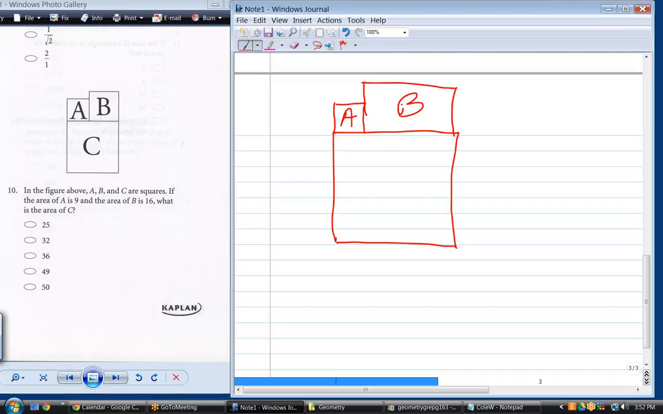I think if you square root the area of both A and B, you get the length of one of the sides of A and B, and you combine those two. What's the square root of A and the square root of B? 3 and 4. So you would have one of the sides of C is 7. So the area of C would be 49. Very good.